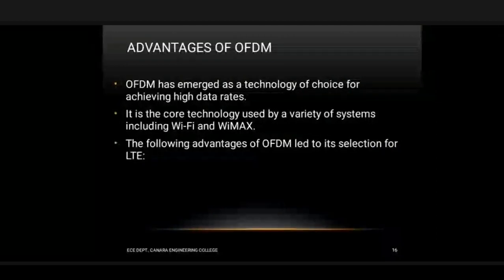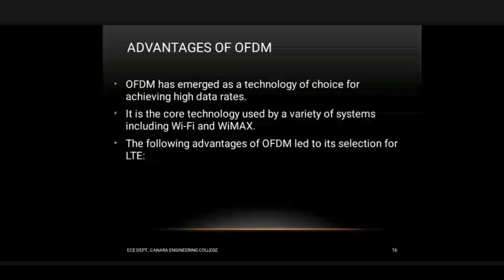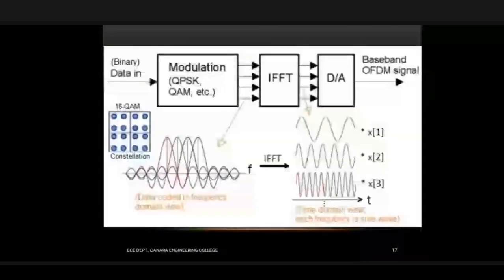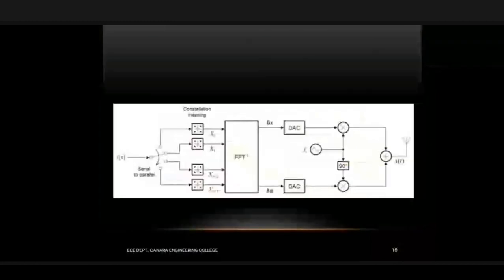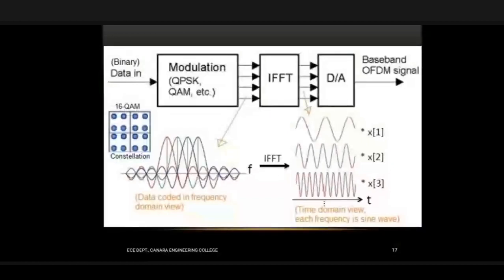Some of the advantages of OFDM led to its selection. These things are second module topics. The idea in OFDM is you have a serial data stream, and you perform modulation. QPSK means one symbol will have 2 bits, and 16-QAM means one symbol will have 4 bits, and so on. And you do the parallel encoding and then transmit.